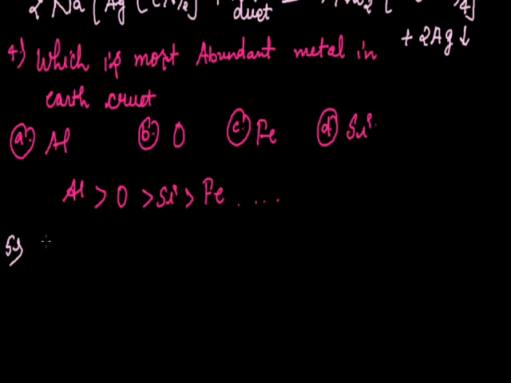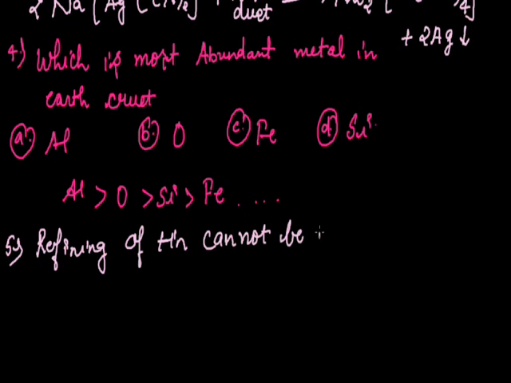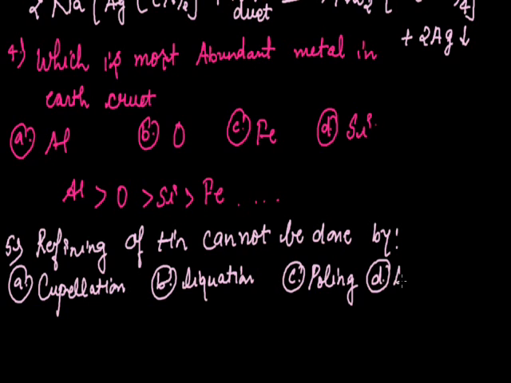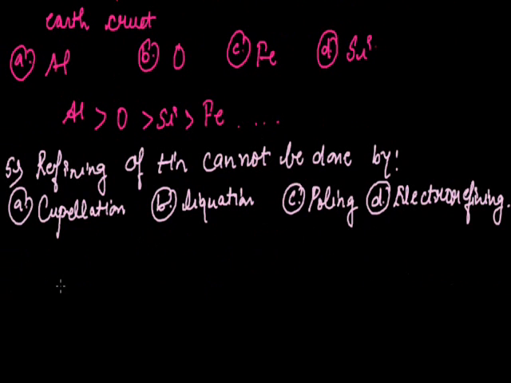Now, the refining of tin cannot be done by which method? Options are A, cupellation, option B is liquation, option C is poling, and option D is electrolytic refining. We'll see what all these processes are for. After that, we'll check by which method the refining of tin cannot be done. First one is cupellation.